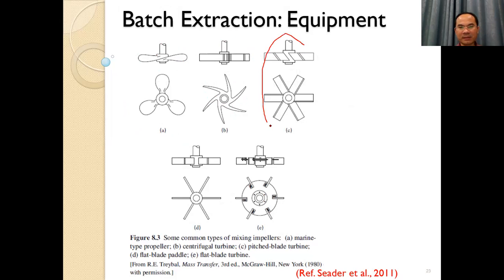And this is the twisted blade turbine. Also this is a flat blade turbine. In this case, it is the flat blade paddle. The function is to improve the mixing and improve the contact between solute and solvent. These are the different configurations of the impeller, which help increase the contact between solvent and solute.